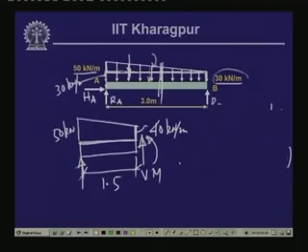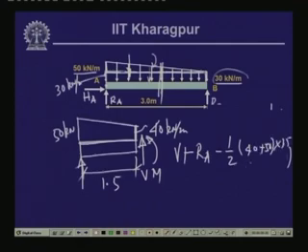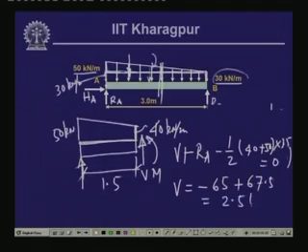Now, if you compute the value of shear, so V plus RA minus half of (40 plus 50) into 1.5, this is the total load, this is equal to 0. So, V is equal to, as we have seen, the value of RA is equal to 65 kilonewton. So, this is minus 65 plus this is 45 times 1.5, which is 67.5. So, this is equal to 2.5 kilonewton.